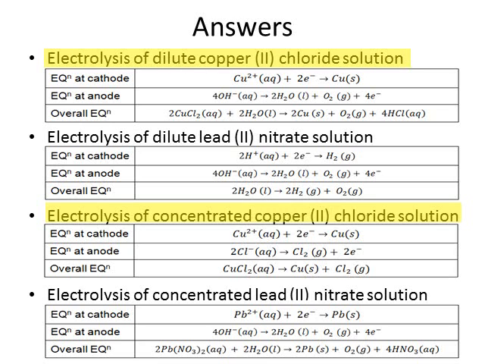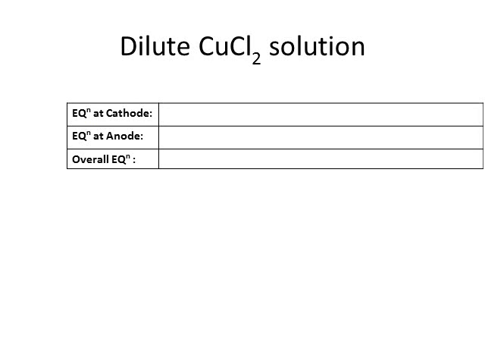Electrolysis of dilute CuCl2 and of concentrated CuCl2, for those who need more help. For those who do not, you can skip the next few minutes. Now for the dilute CuCl2 solution, always take note of what's at the cathode and what's at the anode. Since copper is less reactive than hydrogen, copper will be preferentially discharged. So this is what you have.